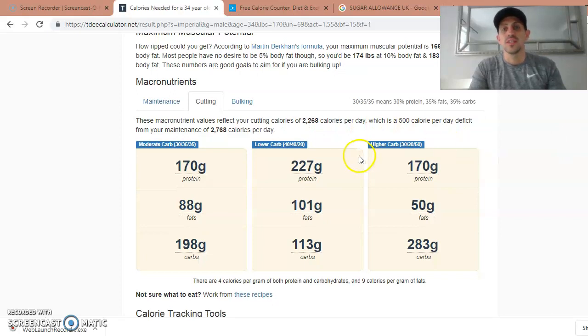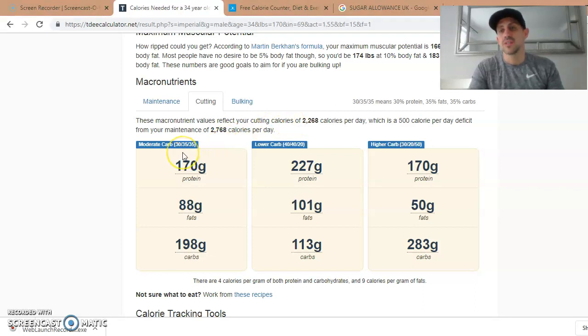So can you see where it says low carb, higher carb and moderate carb? I would always go off a moderate carb first. So that's what I want you to put into MyFitnessPal. I want you to find your deficit, maybe 500 calories just above, and send it to me for approval. And then I want you to look at moderate carb.